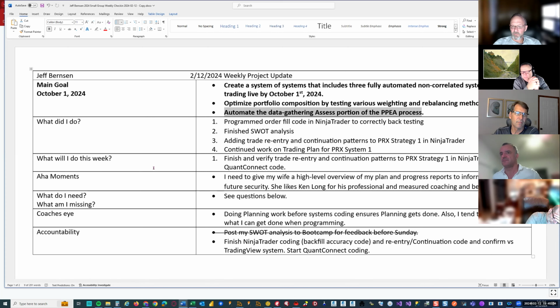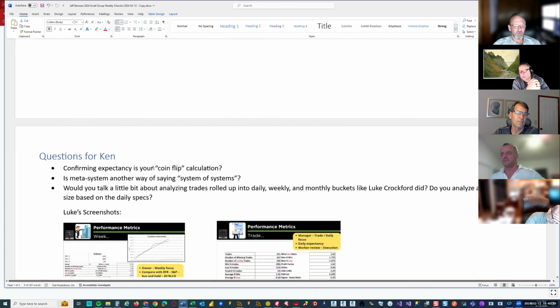For accountability, I'll report back that I got the NinjaTrader coding, the backfill accuracy on that working, and the reentry continuation code working on NinjaTrader as well, and confirming that versus TradingView. And then I've started the Quant Connect.